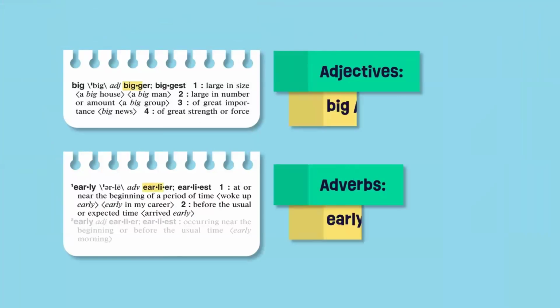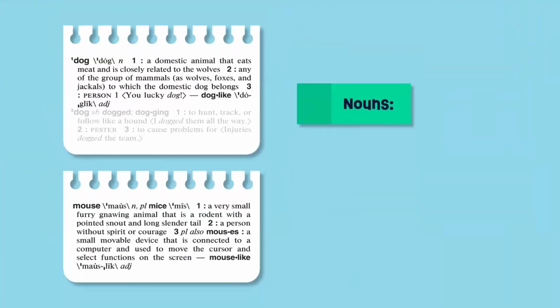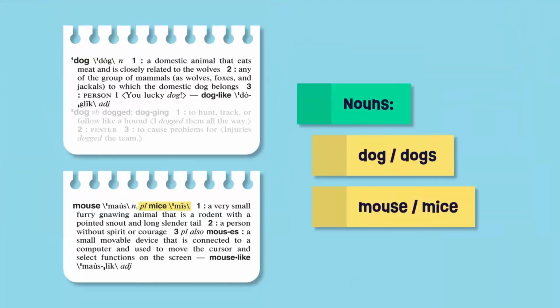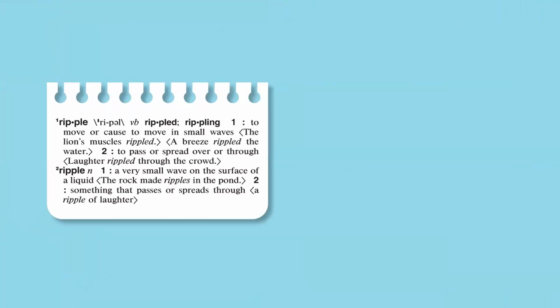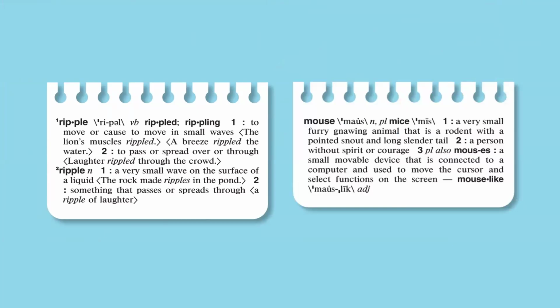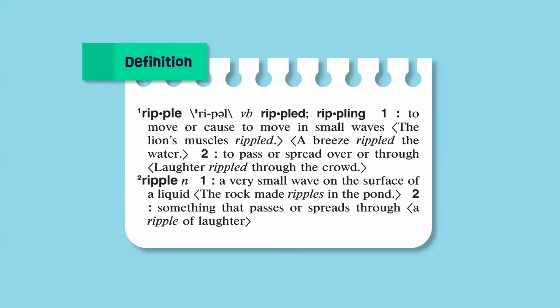Your dictionary will always show you the verb forms and adjective and adverb forms, but it only shows forms for nouns when they don't follow the regular add-s or es noun pattern. So, there's no plural form at the entry for the noun ripple, but at the entry for mouse, you'll see the plural form mice.